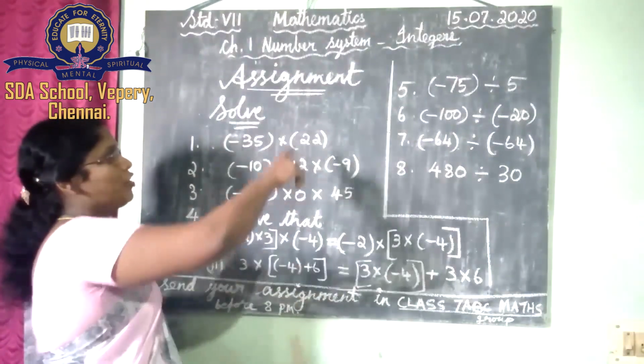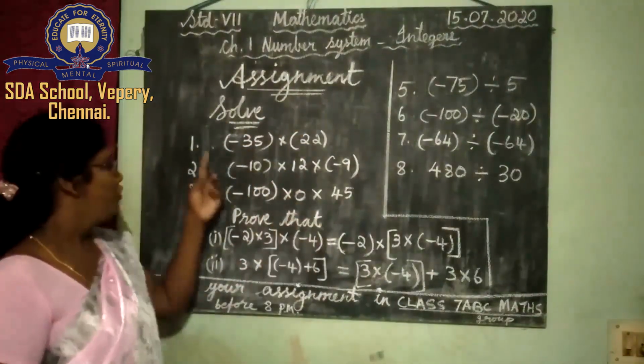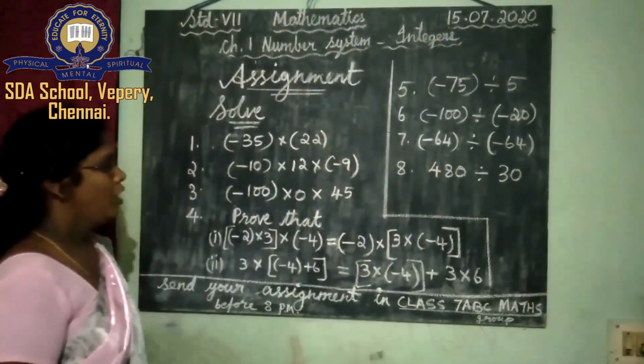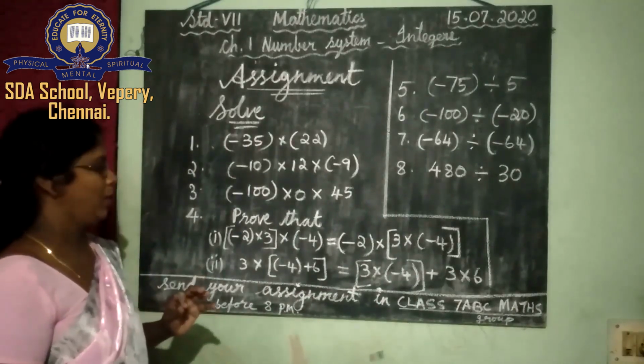Okay students, today's assignment, 8 sums I have given. 4 sums in multiplication, 4 sums in division, all simple sums. You can do it, okay? Try it. Everybody must try by yourself, okay?